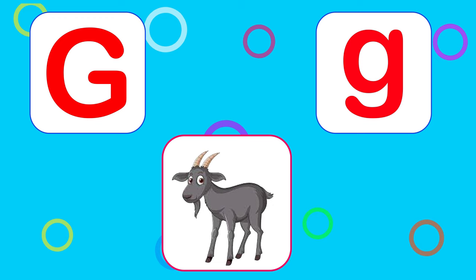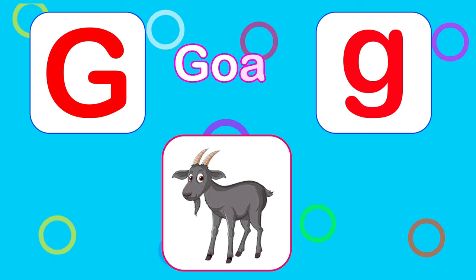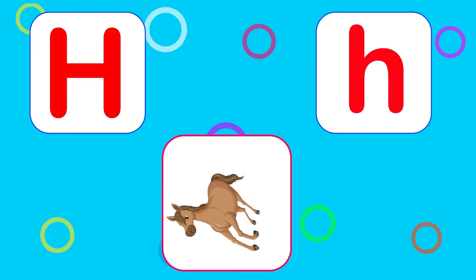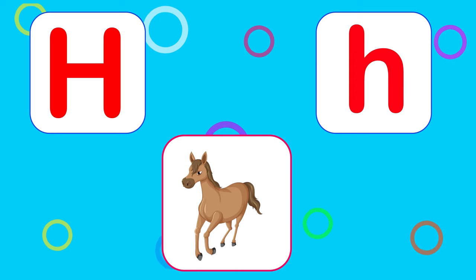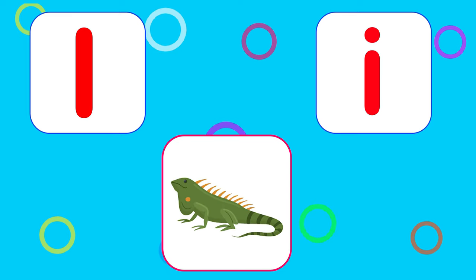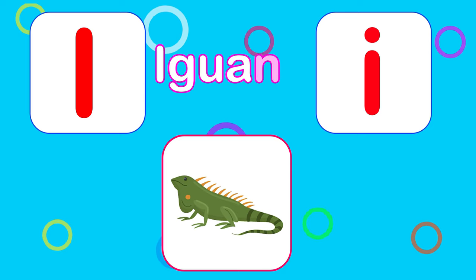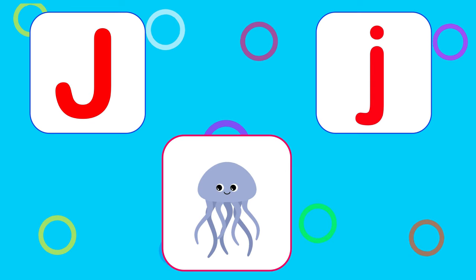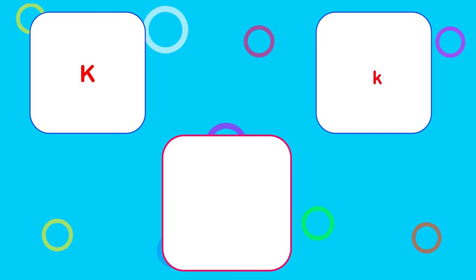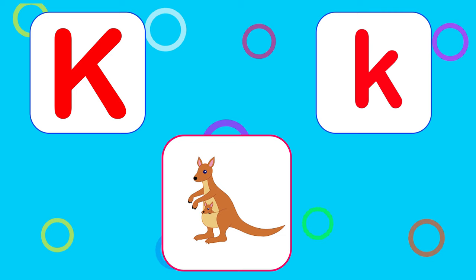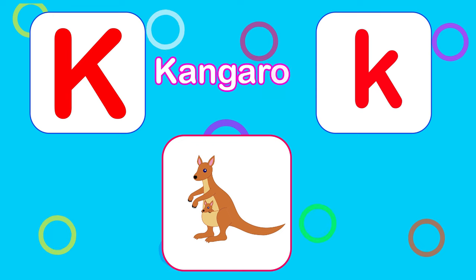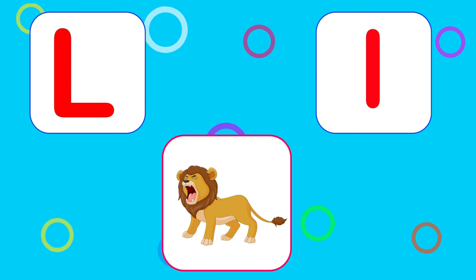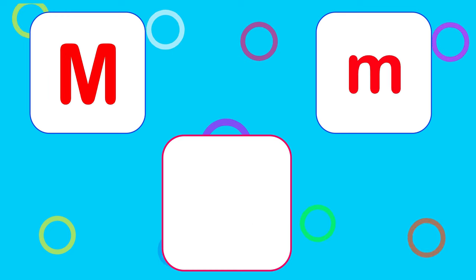G, goat. H is for horse. H, horse. I is for iguana. I, iguana. J is for jellyfish. J, jellyfish. K is for kangaroo. K, kangaroo. L is for lion. L, lion. M is for mouse.